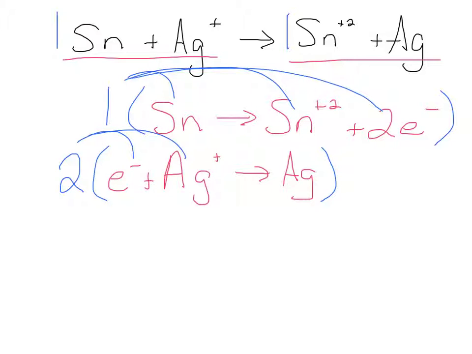And the 2 distributes to everything in here, which means I should have 2 silver ions and 2 silver atoms. Once I do that, if I go back and check, the total charge on the left-hand side is now positive 2, and it's still positive 2 on the right-hand side. And then double checking the law of conservation of matter, I have 1 tin on the left, 1 tin on the right, 2 silvers on the left, and 2 silvers on the right. So now it is balanced with respect to both mass and charge.